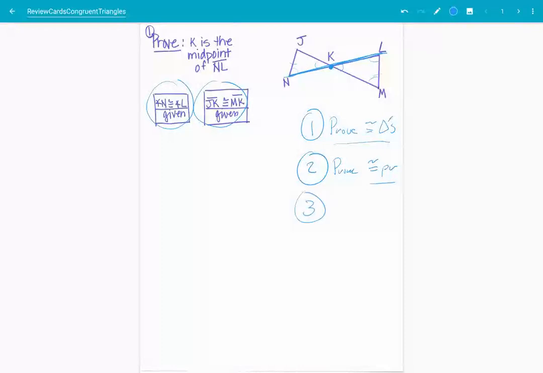And then the third kind is two steps past it. If it's not proving triangles or not proving a congruent pair like this, K is the midpoint, then it's going to be two steps.